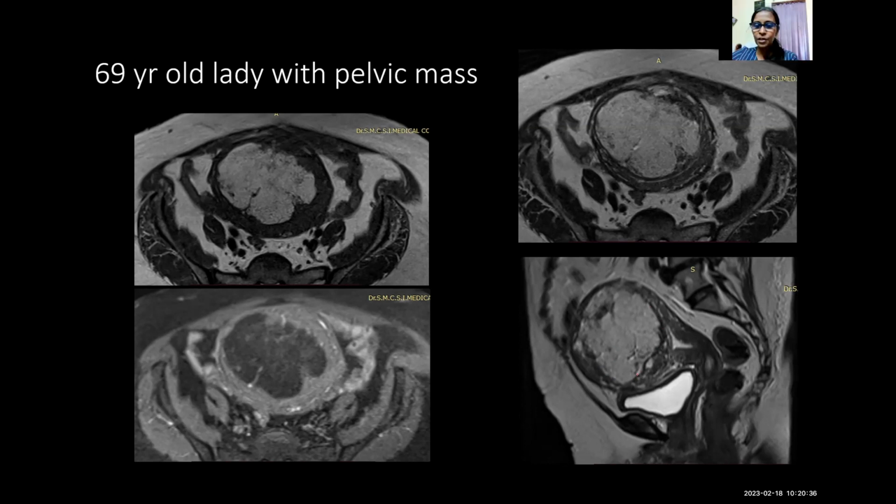All right, I think fair enough. You are comfortable describing. So what do you think that this T2 hypointense line indicates? Do you see that? Yes, I can appreciate this. Yes, this is the capsule, right?